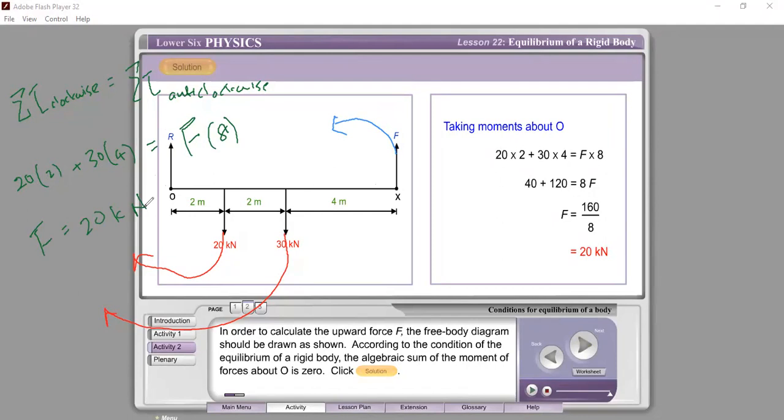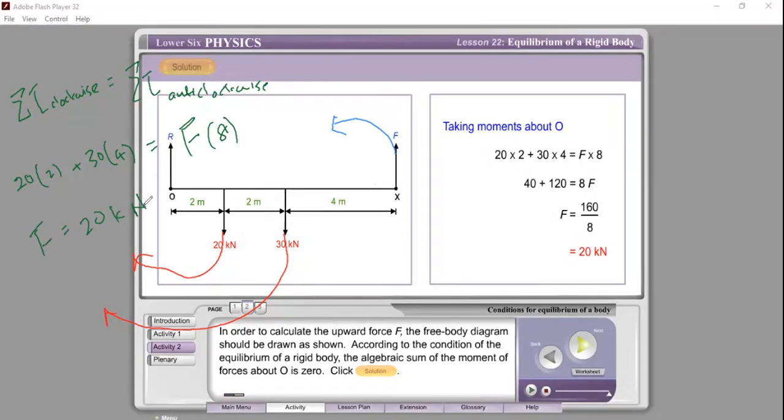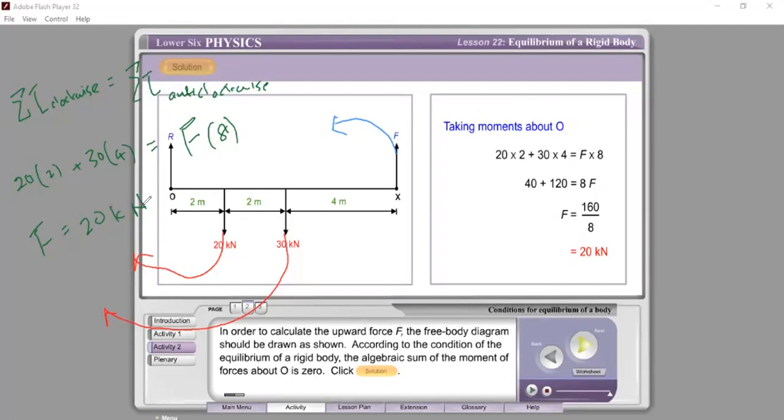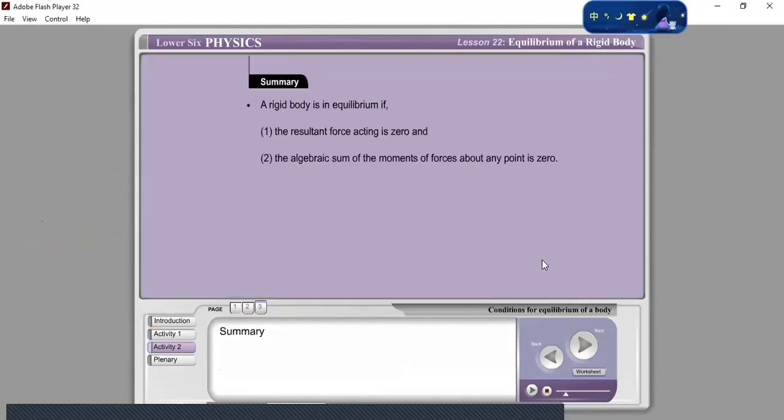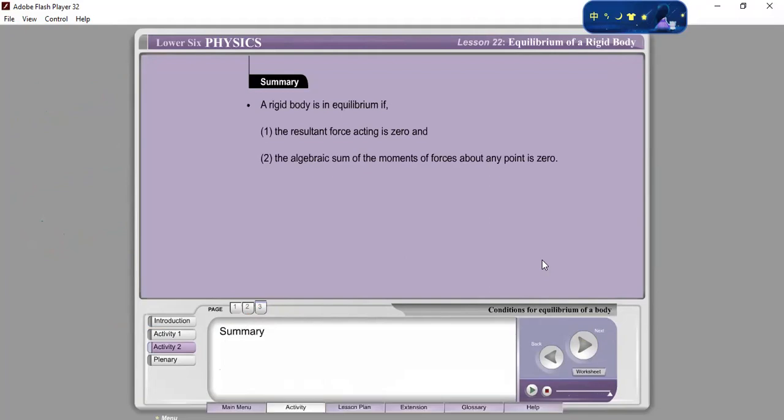If the object is in equilibrium, total moment in anti-clockwise direction will be equal to the total moment of the clockwise direction. Remember, in this chapter, all of them are in equilibrium. Summary: a rigid body is in equilibrium if the resultant force acting is zero and the algebraic sum of the moments of forces about any point is zero.